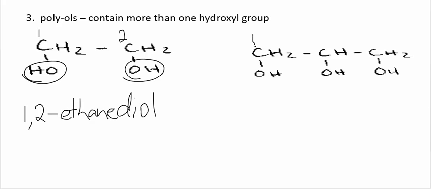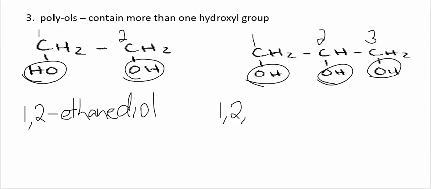In this second example, I have a 3-carbon chain, so that's propane, and there are hydroxyls on all 3 carbons. So I need to indicate they're on carbons 1, 2, and 3. So 1, 2, 3, propane, and since there are 3 hydroxyls, triol.